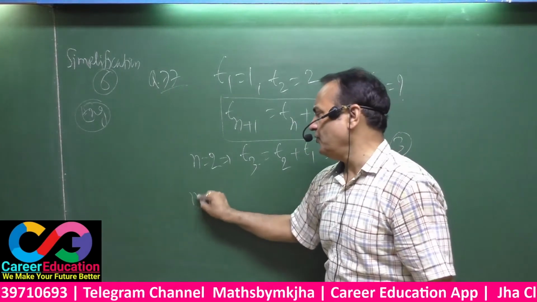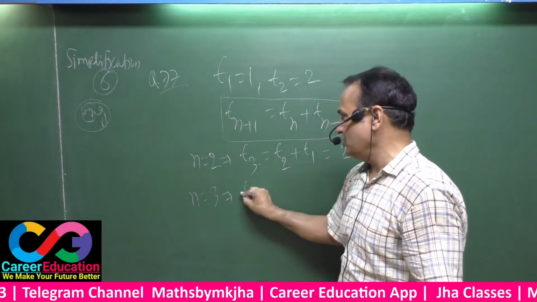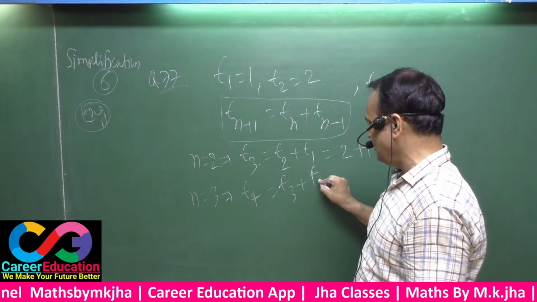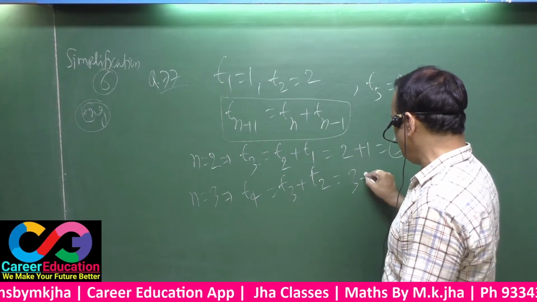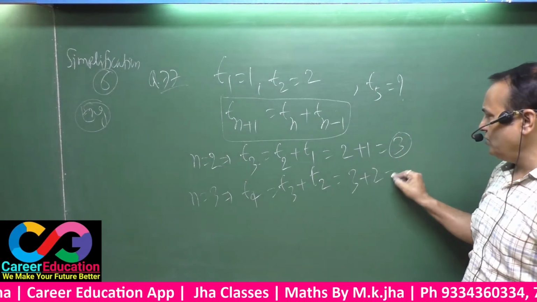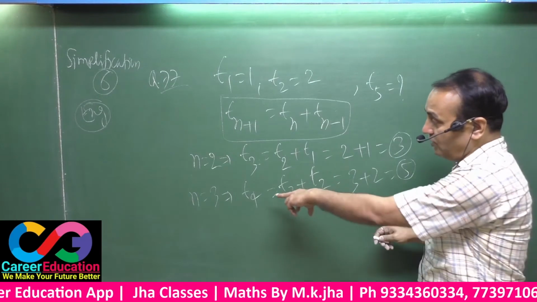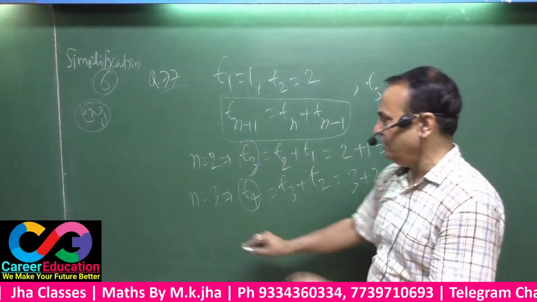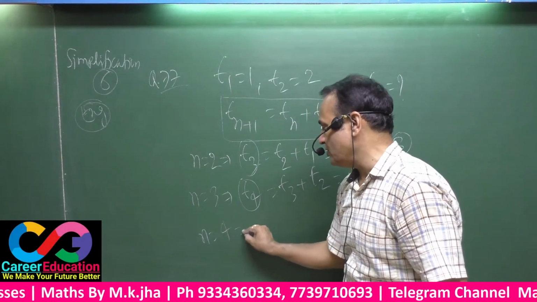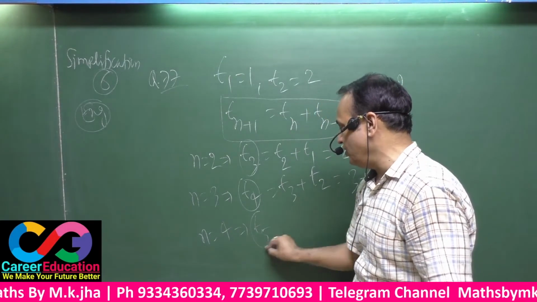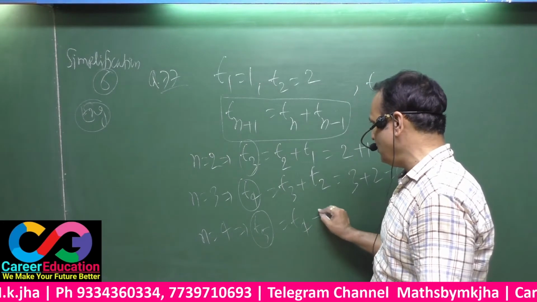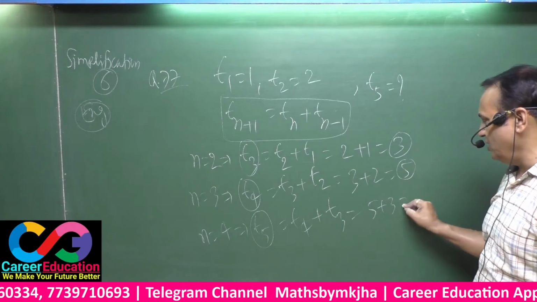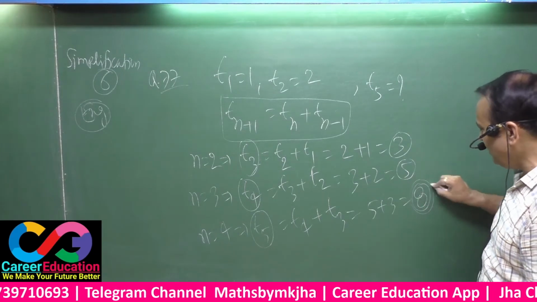Again, if you put the value of n as 3 here, this will be T4 equals T3 plus T2, that is 3 plus 2, and you got the value of T4 as well. Now you have to have the value of T5 only. For that, you have to put n equals 4. You get T5 equals T4 plus T3. T4 is 5, T3 is 3. That means your answer is only 8.